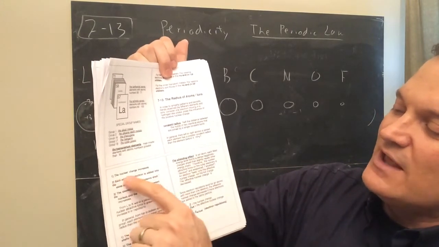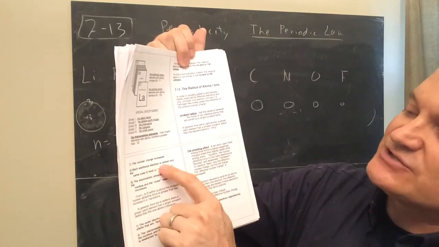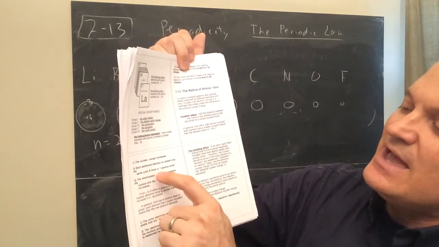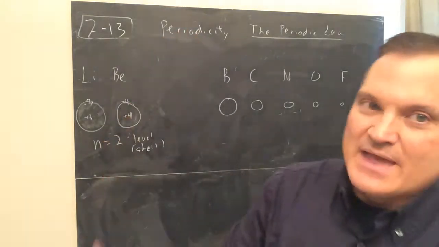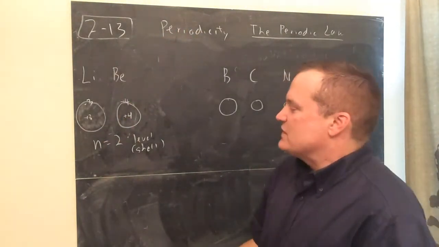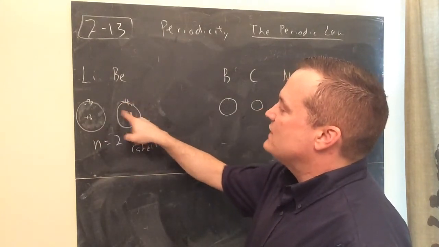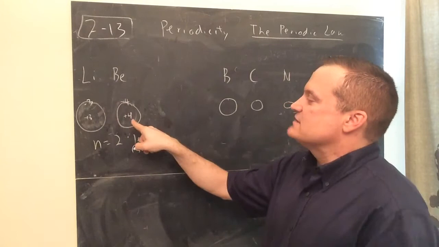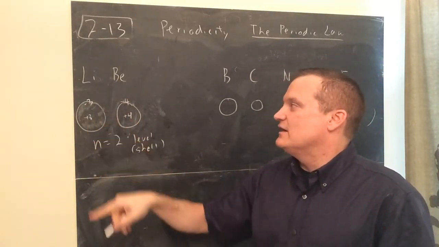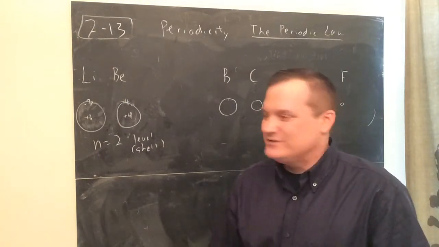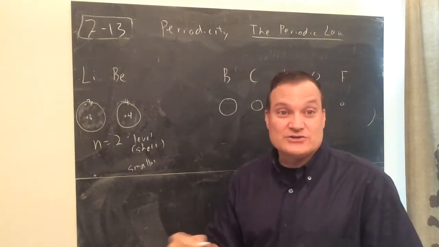Why? Number 1, the nuclear charge increases. Number 2, each additional electron is added into the same outer energy level or valence shell. And it's very good when you're explaining this to tell me the number. Like lithium and beryllium. Why is beryllium smaller than lithium? Because beryllium has a greater nuclear charge than lithium.